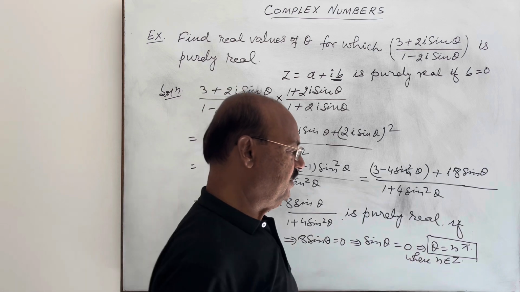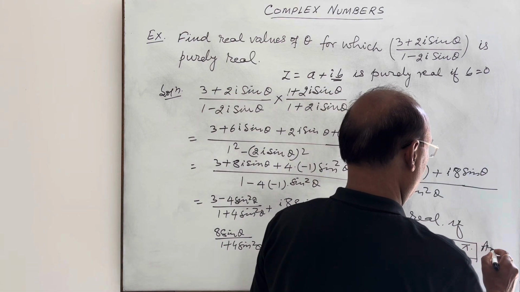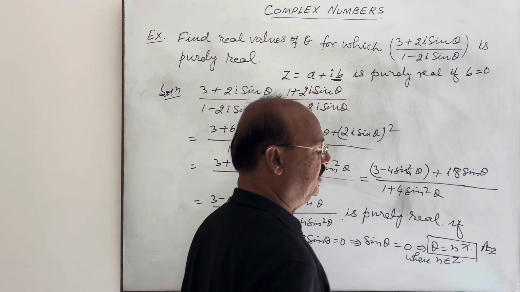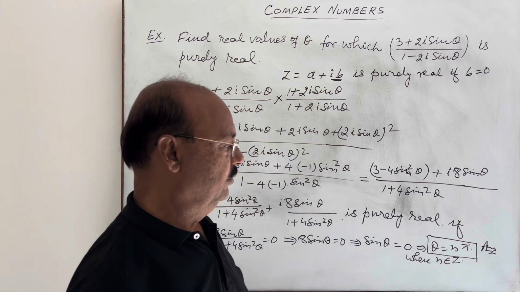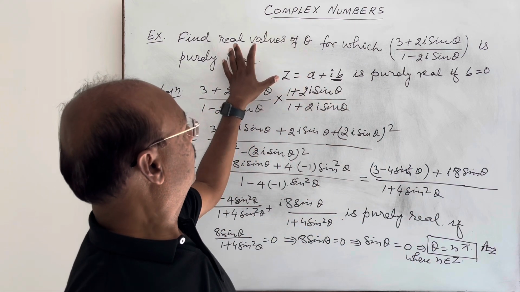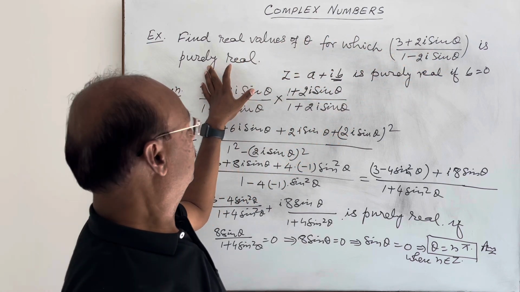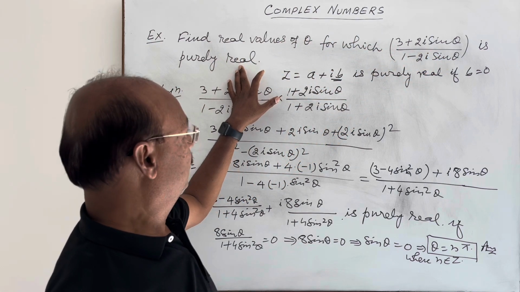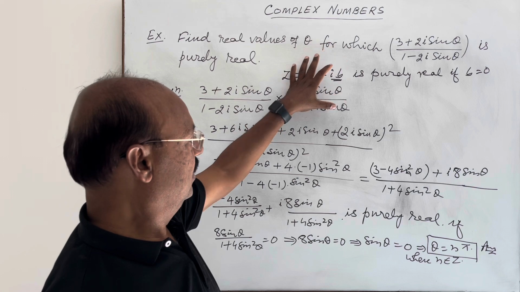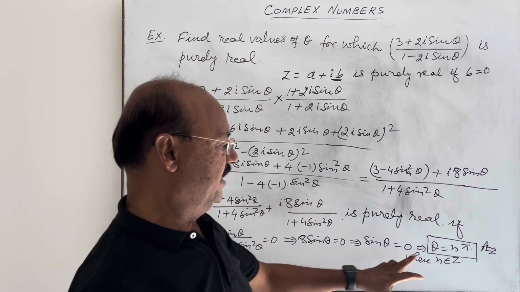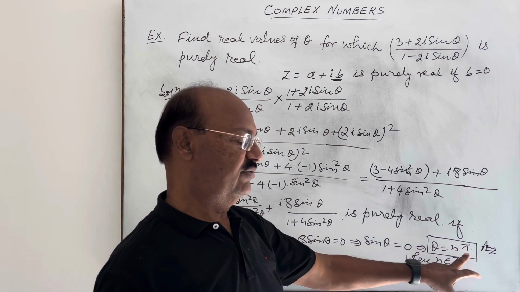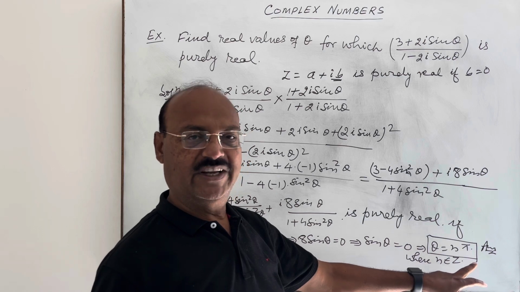Hope you have understood it. So this is the answer. This is the required value of theta, n pi, which has been asked in this question: find real values of theta for which this expression is purely real. So when this expression is purely real, after simplification, we are getting the values of theta equal to n pi. Hope you have understood it.